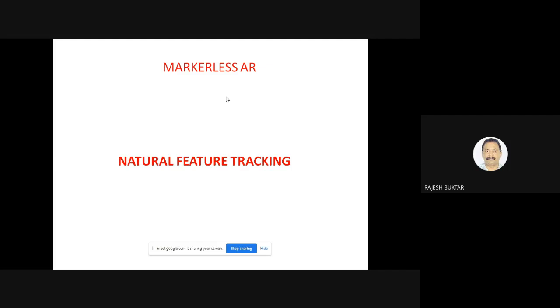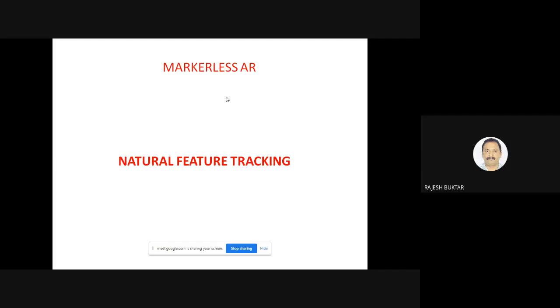Coming again to markerless AR. In markerless AR, we are using natural feature tracking. I hope all the audience are from the computer department. If one word goes here and there regarding computers, please forgive me. These are natural feature tracking algorithms. There are no markers available.